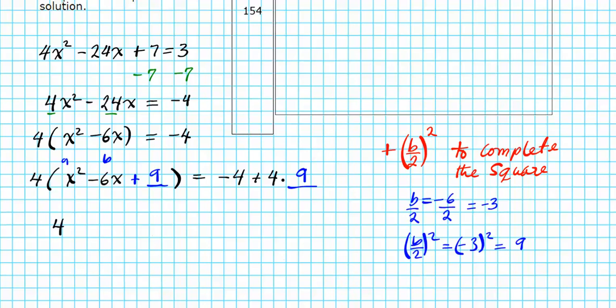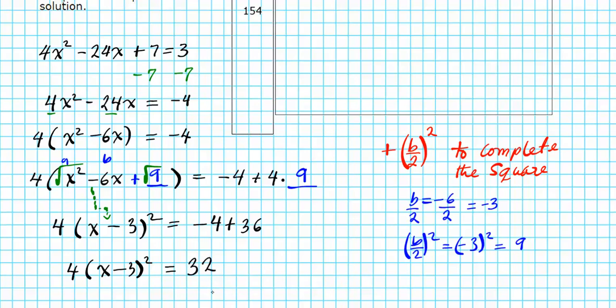Now to factor this perfect square trinomial, we'll simply root the first and last terms and bring down the middle sign. Okay, don't forget that's the one you bring down. So when you square root x squared, we have x minus the square root of 9, which is 3, quantity squared. Negative 4 plus 4 times 9 is 36. Simplify again, we have 4 times quantity x minus 3 squared equals negative 4 plus 36, which is positive 32. Okay.